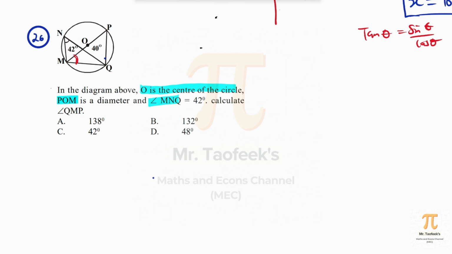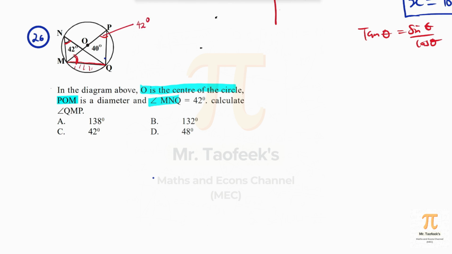So the first thing to remember is angles in the same segment are equal. So angle N over here and angle P over here are in the same segment. As you can see, this is a chord here. So this is one segment, and every other part there's another segment. So these two angles are in the same segment. So this angle over here is also going to be 42 degrees.